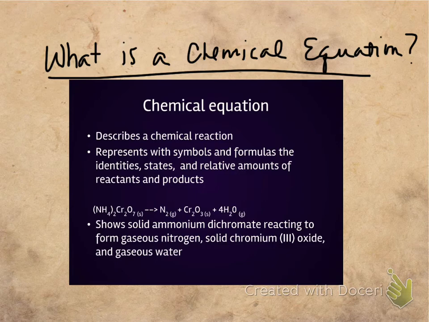So again, a chemical equation describes the reaction that's occurred, and it represents with symbols and formulas the identities, states, and relative amounts of both the reactants, that's the stuff that went into the reaction, and the products, the stuff that resulted from the reaction. So the chemical equation here shows solid ammonium dichromate reacting to form gaseous nitrogen, solid chromium(III) oxide, and some gaseous water. There's a lot of information in there.